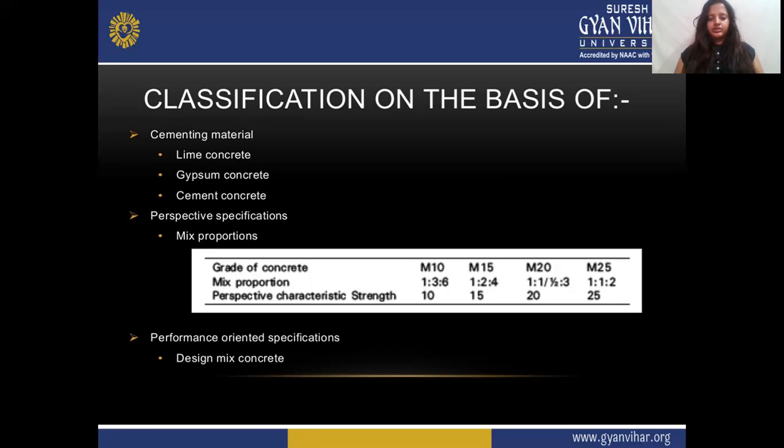For mix proportion, there are many, for example, M10, M15, M20, and M25. These are the usually used forms of concrete, which we use for general construction of residential and industrial buildings. Characteristic strength is 10 kilonewton, 15, 20 and 25. The performance-oriented specifications are design mix concrete.